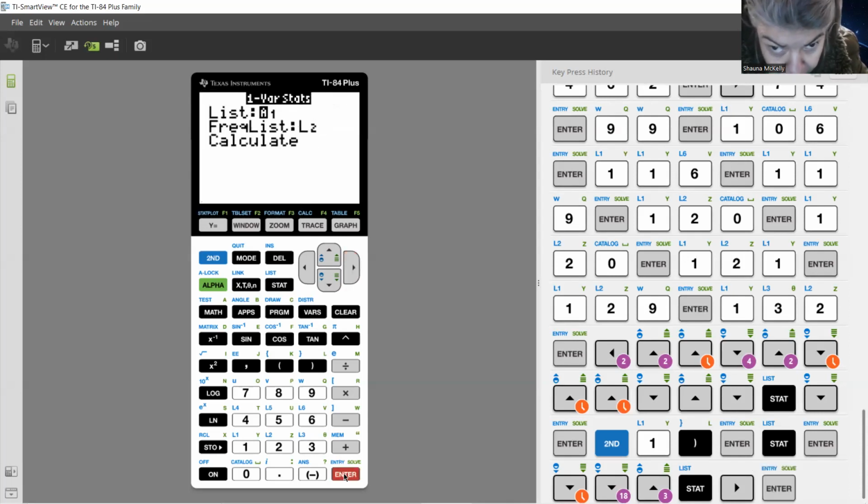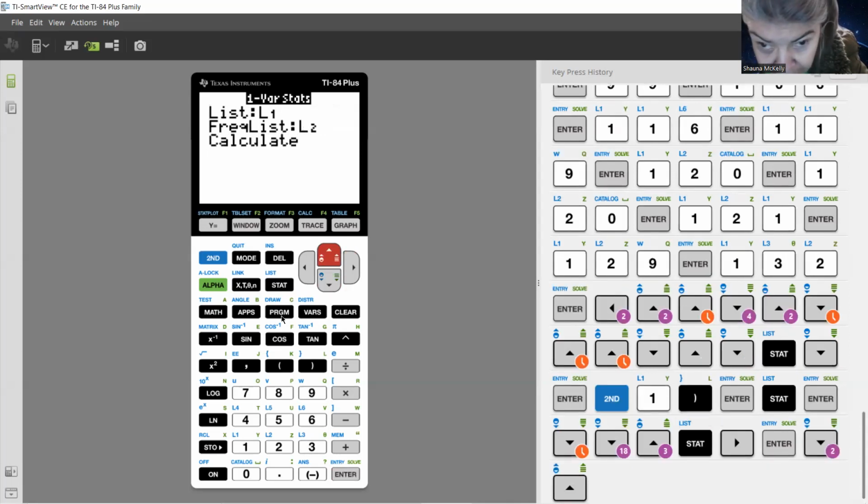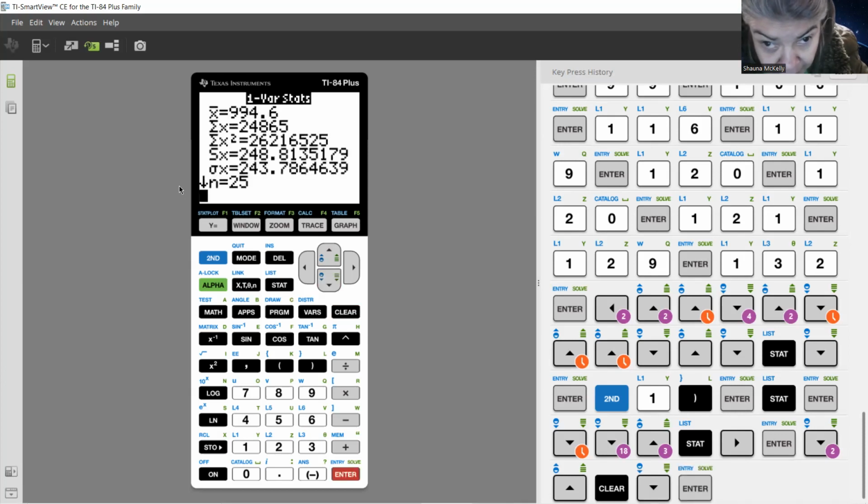Okay. You tell it which list name you want. Okay, we want L1. We do not want a frequency list when we have ungrouped data. So I'm going to get rid of L1 here. I'm just going to put the list. I don't have a frequency list in there, and I'm going to calculate that.